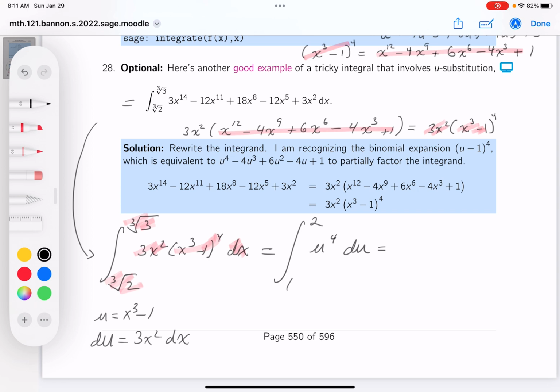This is much easier, and what do you get? u to the 5th over 5, with limits of integration going from 1 to 2. Well, 2 to the 5th power is 32, a relatively simple number, certainly a lot easier than what I did up above. And then we get 1/5. 32/5 minus 1/5 is 31/5. And we're done. Thank you.